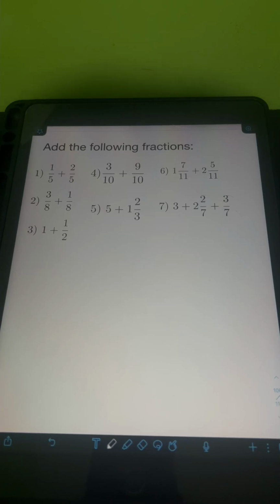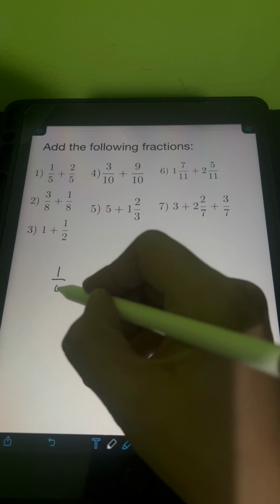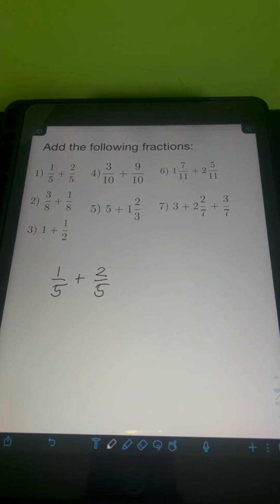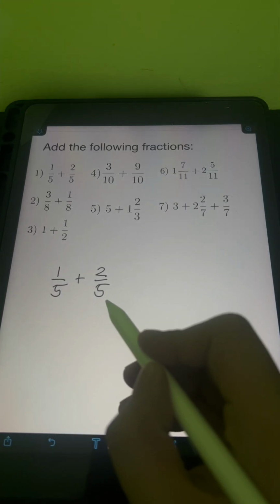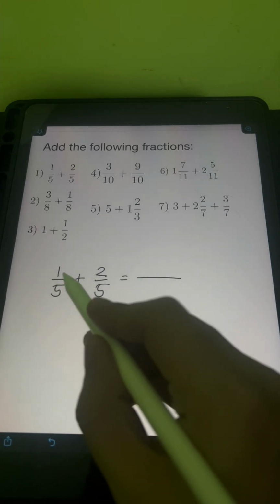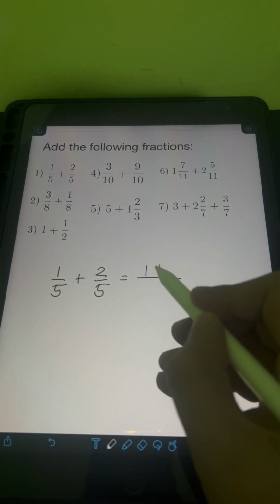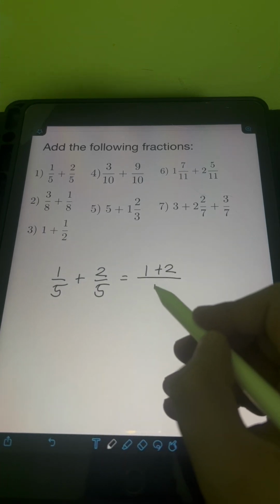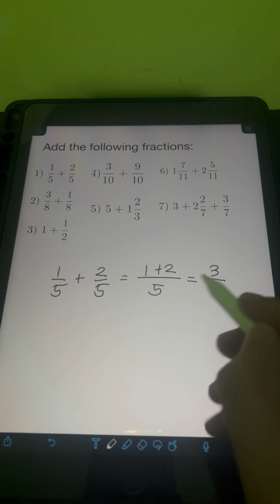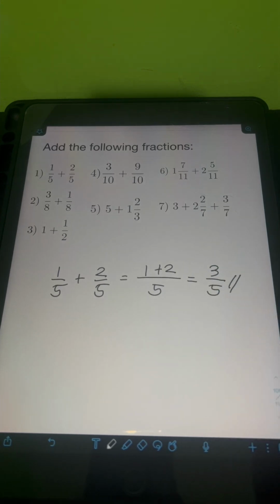Let's try to solve this problem. Add the following fractions. Let's start with number 1: 1/5 plus 2/5. When we are adding similar fractions, meaning they have the same denominator, in this problem the same denominator of 5, we simply add their numerators, so 1 plus 2, and then copy the same denominator of 5. So we will have 1 plus 2, or 3, over the same denominator of 5. So the final answer is 3/5.